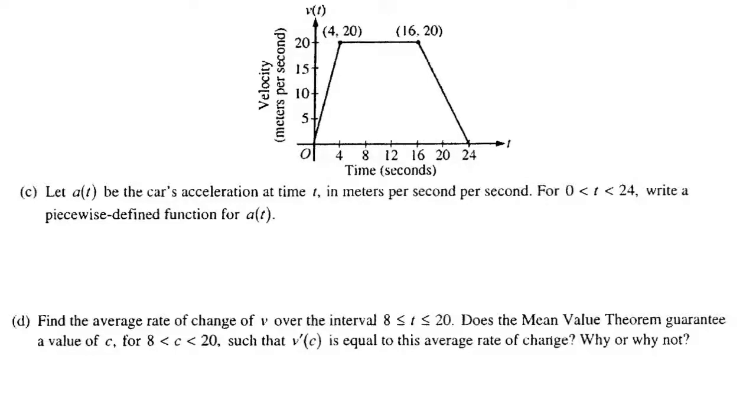All right, so for part C, very similar, same graph here, but now I'm talking about a of t, and they want us to write a piecewise defined function for a of t. This problem had a very low scoring percentage because a lot of students were like, well, I don't know what to do with acceleration, I've got the velocity, or they tried to write some equation for this graph up here.